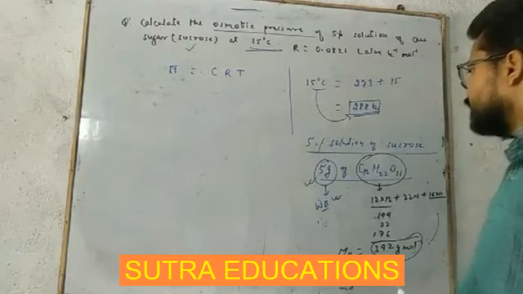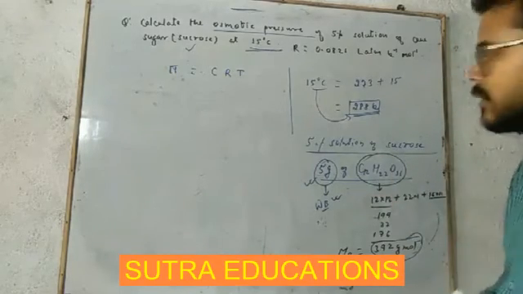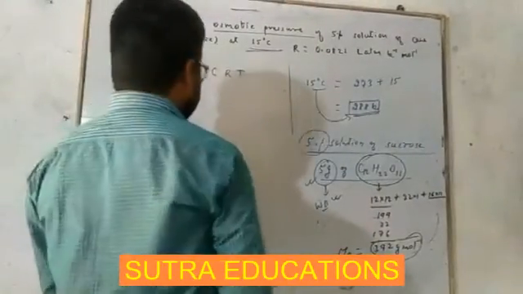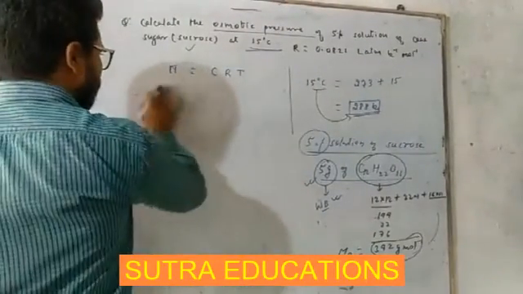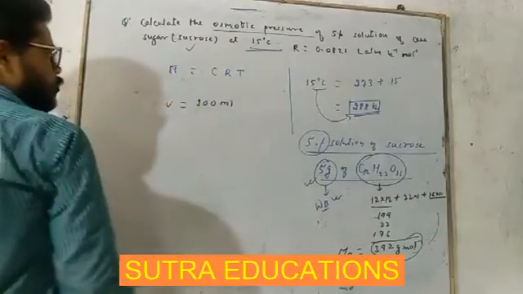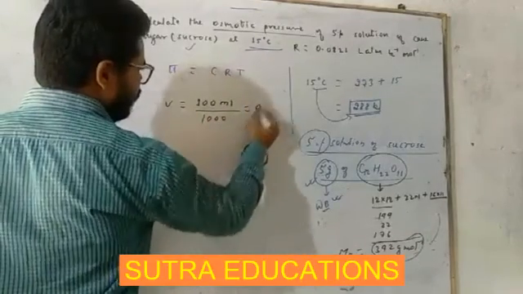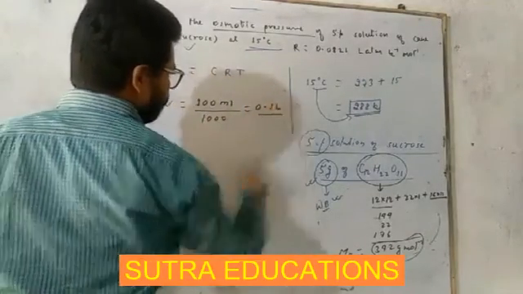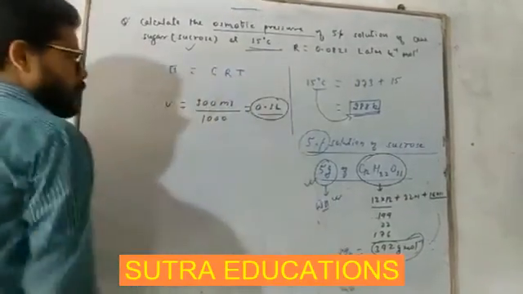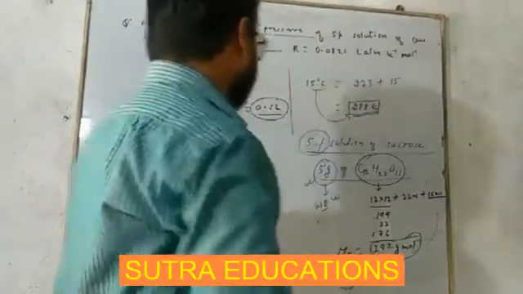So 5% means 5 gram in 100 ml. In 100 ml means we have given volume of solution is equal to 100 ml. So in liter it will be 0.1 liter. Because we have to convert volume in liter, we are going to calculate molarity first. Now come to the calculation.